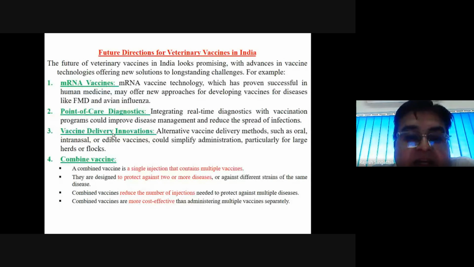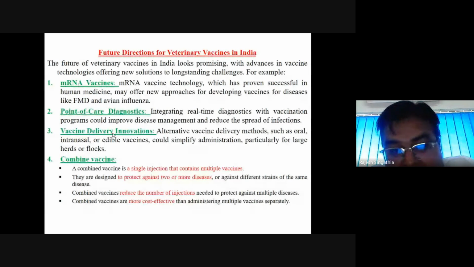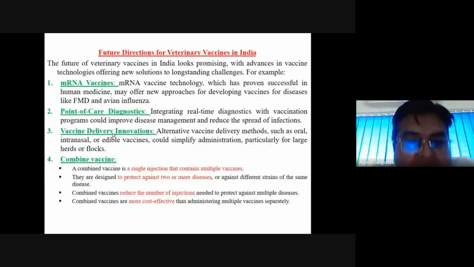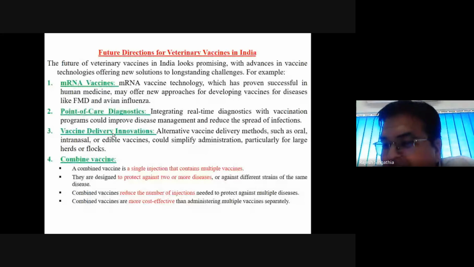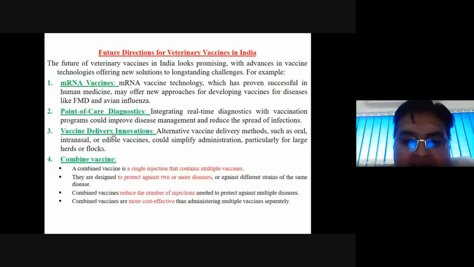What do we mean by combined vaccine? A combined vaccine is a single injection that contains multiple vaccines, designed to protect against two or more diseases or different strains of the same disease. This is the benefit: it reduces the number of injections needed to protect against multiple diseases, so there is less pain to animals. Combined vaccines are also more cost effective than administering multiple vaccines separately. And we already discussed in the first or second slide that the vaccine should be cost effective.